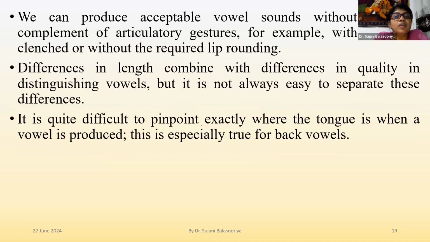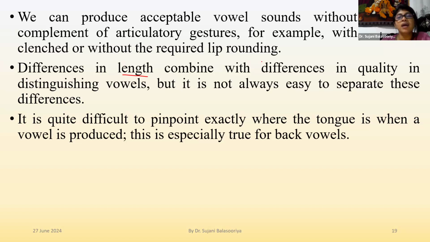Also, we can produce acceptable vowel sounds without the full complement of articulatory gestures. For example, with our teeth clenched or without the required lip rounding, we can still produce vowel sounds. But we can't do so with consonants. And differences in length are combined with differences in quality in distinguishing vowels, but it's not always easy to separate these differences.